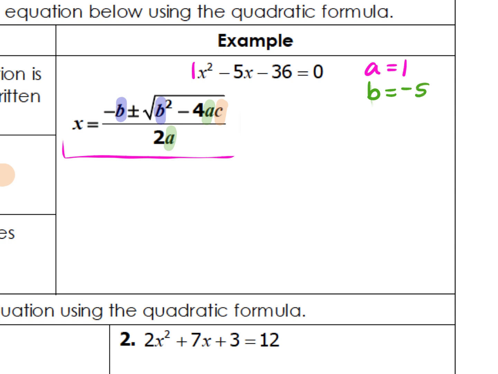-5. Keep the negative with it. And then C is a -36. Okay, so you're using that A, B, and C and dropping it in.